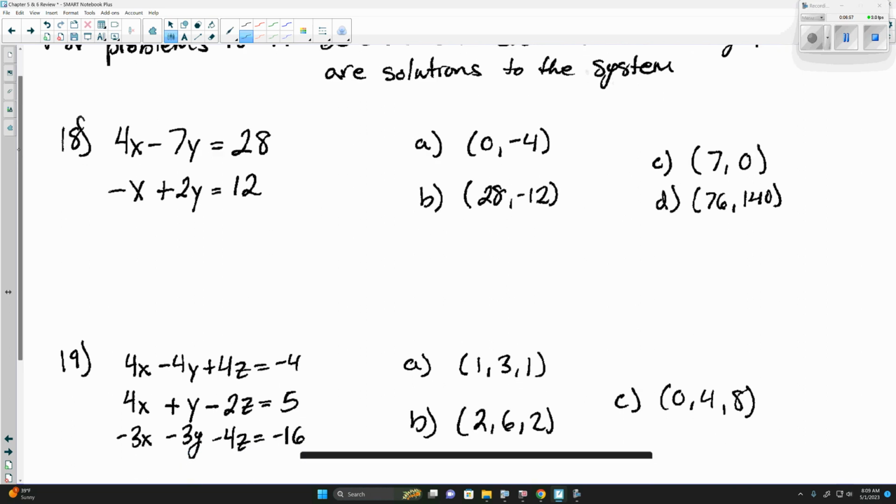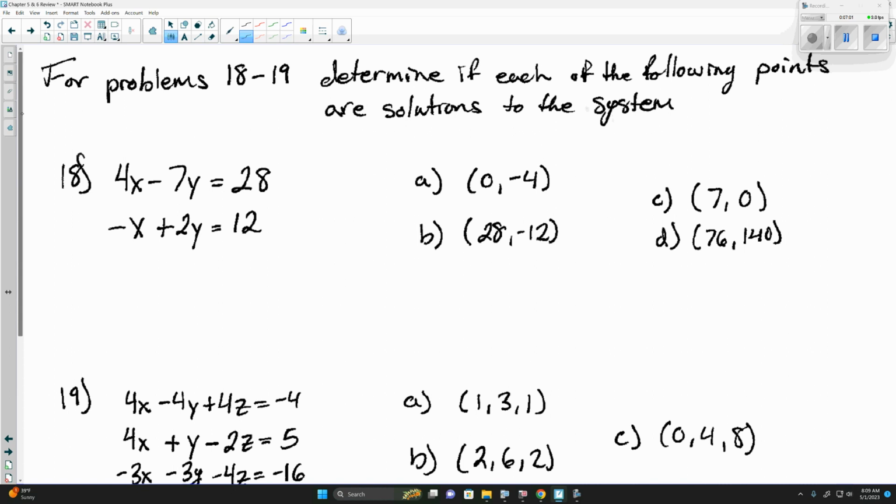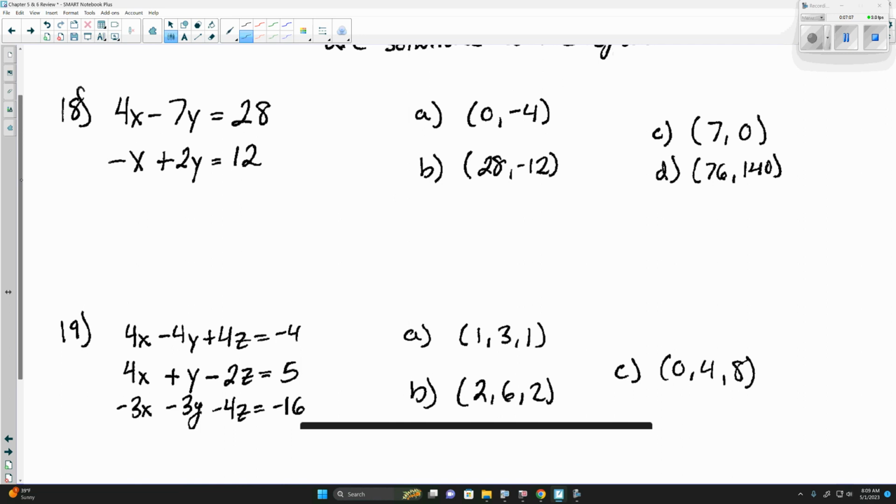So we have 18 and 19. Determine if each of the following points are solutions to the system. So this here is just looking for a yes or no. So for the first one, 0, 4. So I can plug in 4 times 0 minus 7 times negative 4 is equal to 28. And at this point here, I can type this entire left-hand side into the calculator.